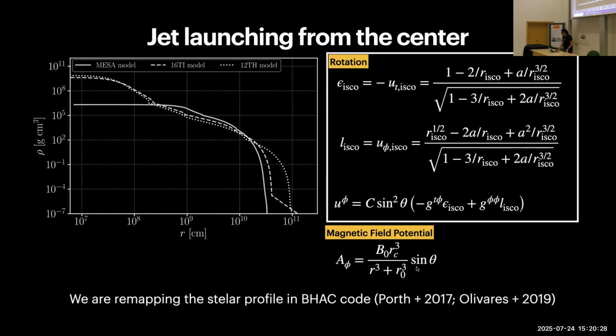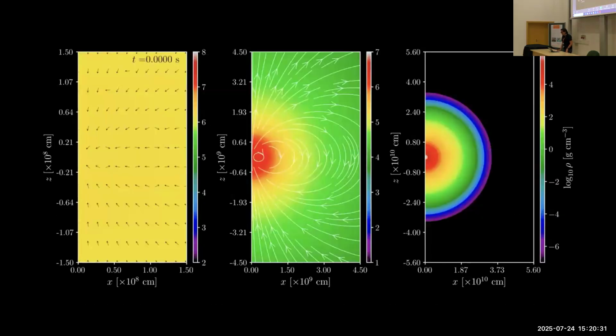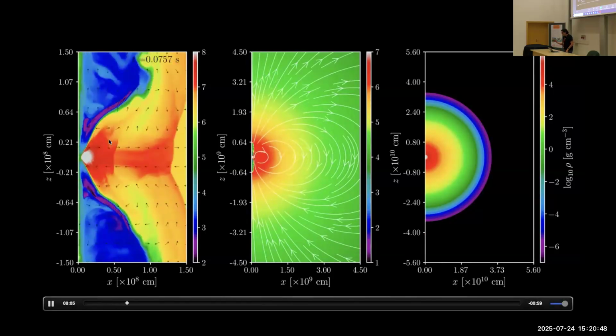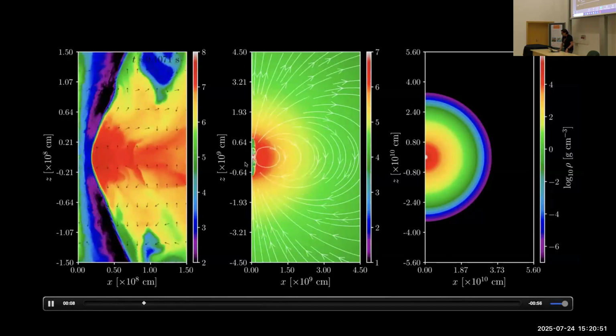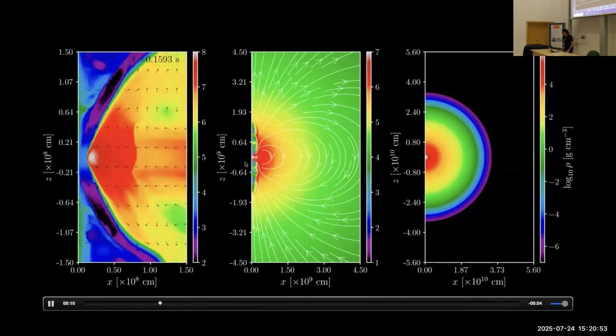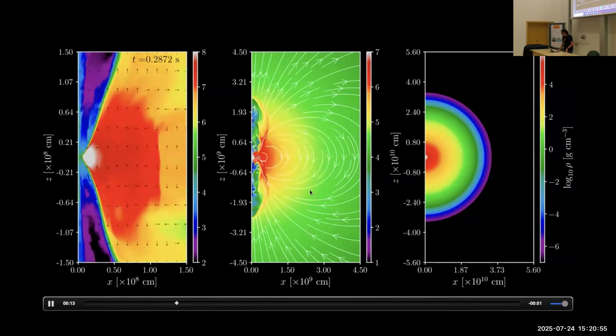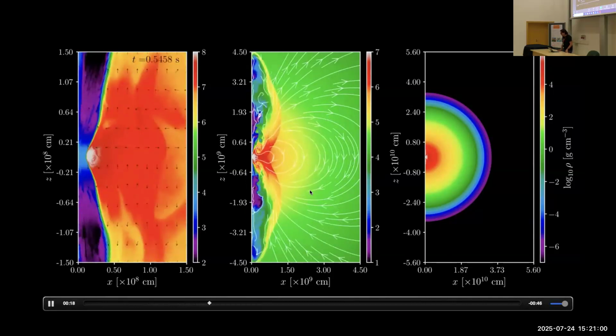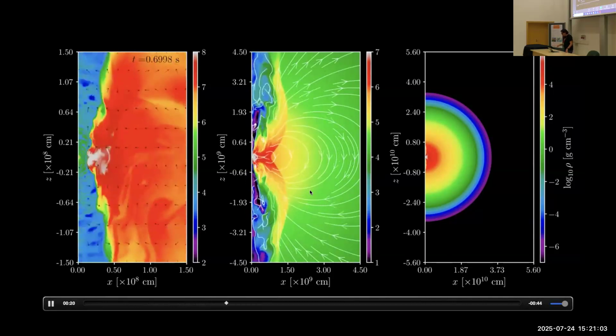Our simulations are so far 2.5 dimensional, just because, you know, they are computationally expensive, but we are also now running in 3D. But as a first study, we want to generate the jet from the central engine. The material starts falling and accreting around the black hole. The jet is launched by the Blandford-Znajek mechanism. Here, the jet is successfully crossing the most dense part of the star and evolving.